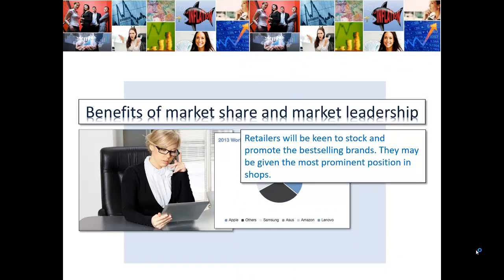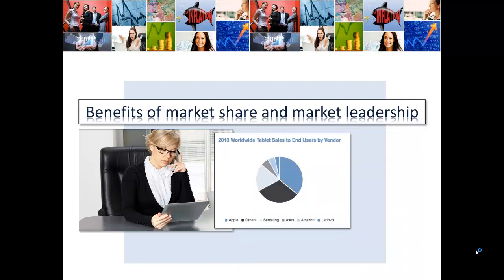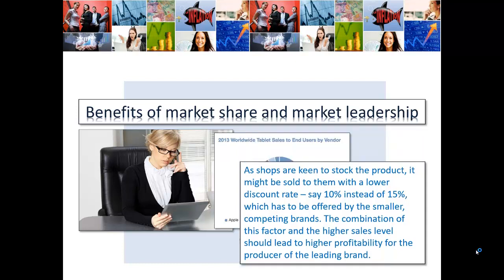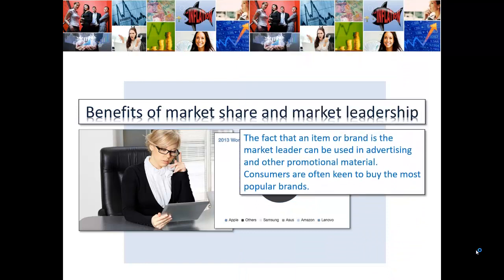Retailers are keen to stock and promote the best-selling brands, and the best-selling brands are likely to be given the most prominent position within shops, which will in turn lead to more sales. As shops are keen to stock their product, it might be sold to them with a lower discount rate, for example 10% instead of the 15% cut that the shop would normally take. The combination of this factor and the highest sales level should lead to high profitability for the producer of the leading brand, the market leader.